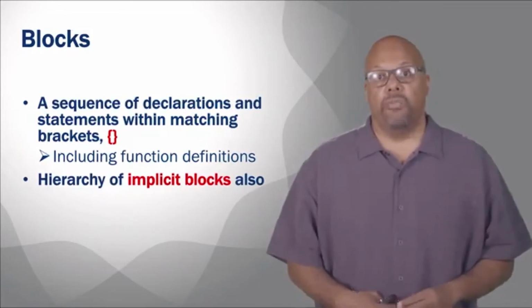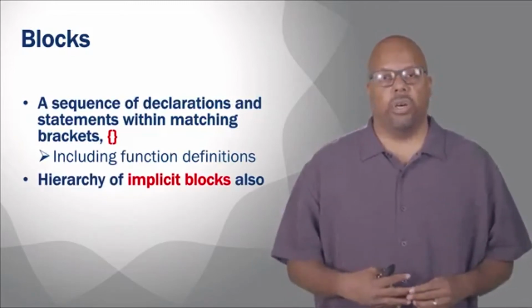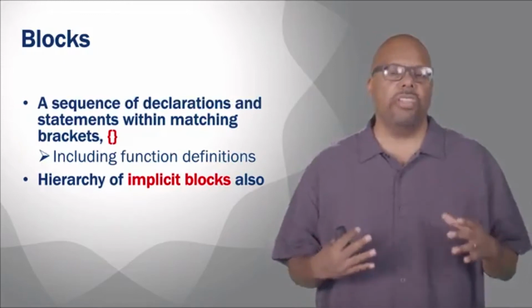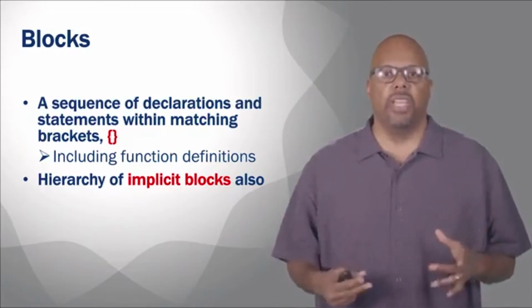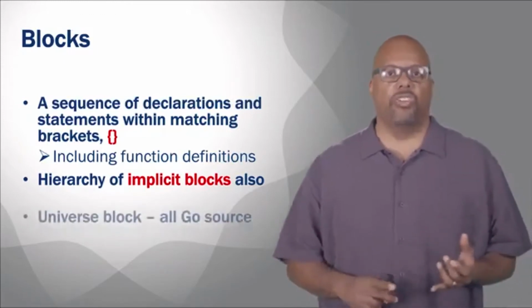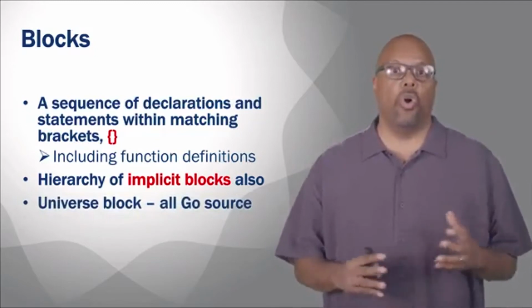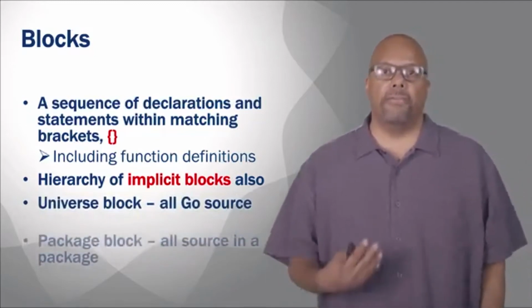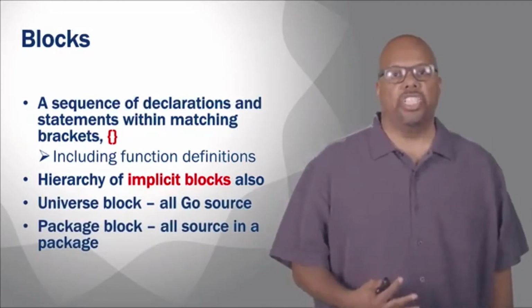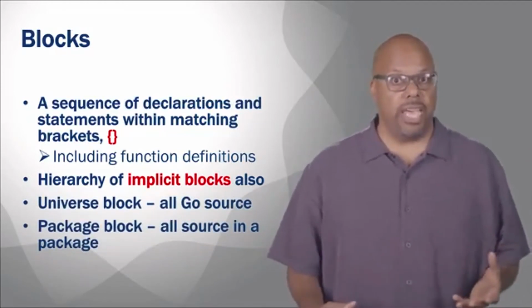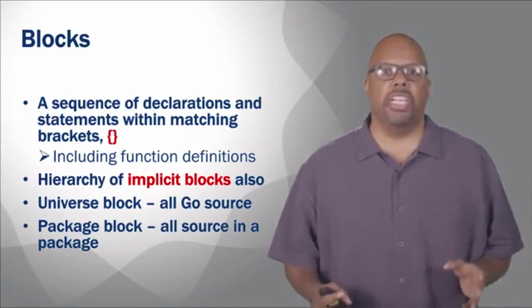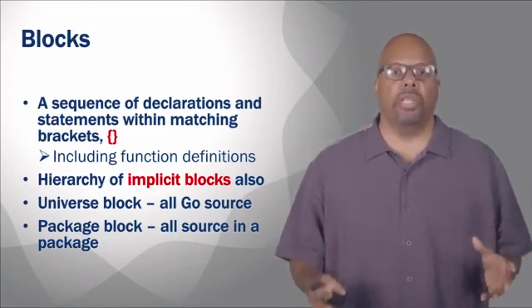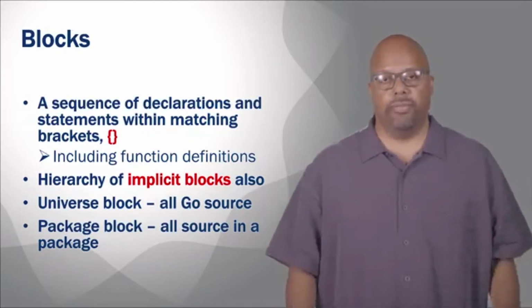Now, also, there are implicit blocks inside this hierarchy. These are blocks that are implicitly defined without the curly brackets. Just to list those blocks. First is the universe block. That's all Go source code. That is the biggest block, the universe block. There's a package block. Every package, even though you don't put curly brackets around it, all the source code in a particular package, is within one block, which is inside the universe block.